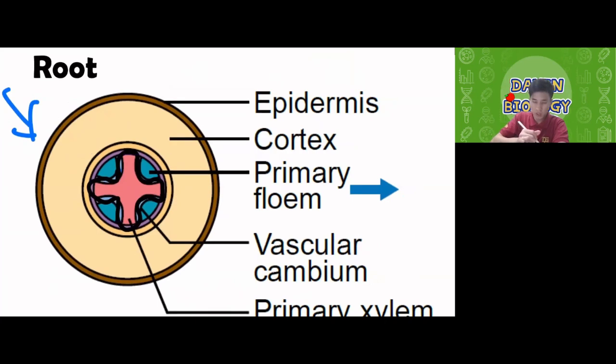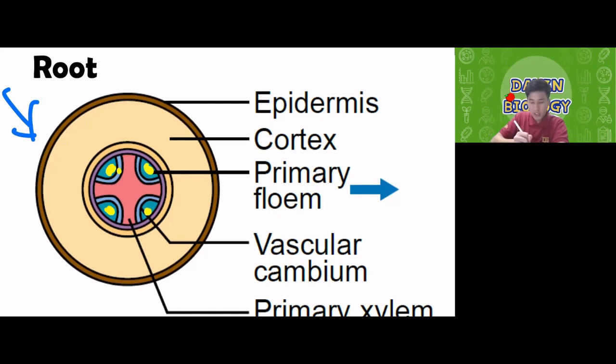So maybe I change color, you can see more carefully. Like that, more clearly. Understand? It's like a cross, like an ambulance. Exactly. So that's where your primary xylem is. Then here's your primary phloem. This is one dot, two dots, three dots, four dots.